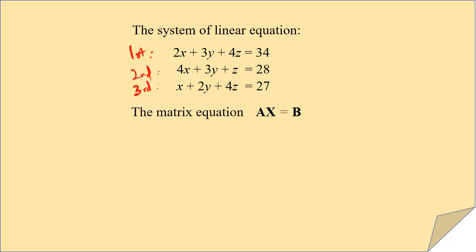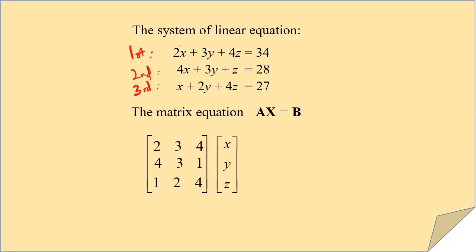Okay, now in the matrix equation, we can separate the coefficient and the variable matrix, and don't forget to arrange in the consistent form x, y, z. So we have 2, 3, 4, 4, 3, 1, and 1, 2, 4, multiplied with the variable x, y, z equal to a constant of cost, which is 34, 28, and 27. Okay, now we know how to write down the matrix form.